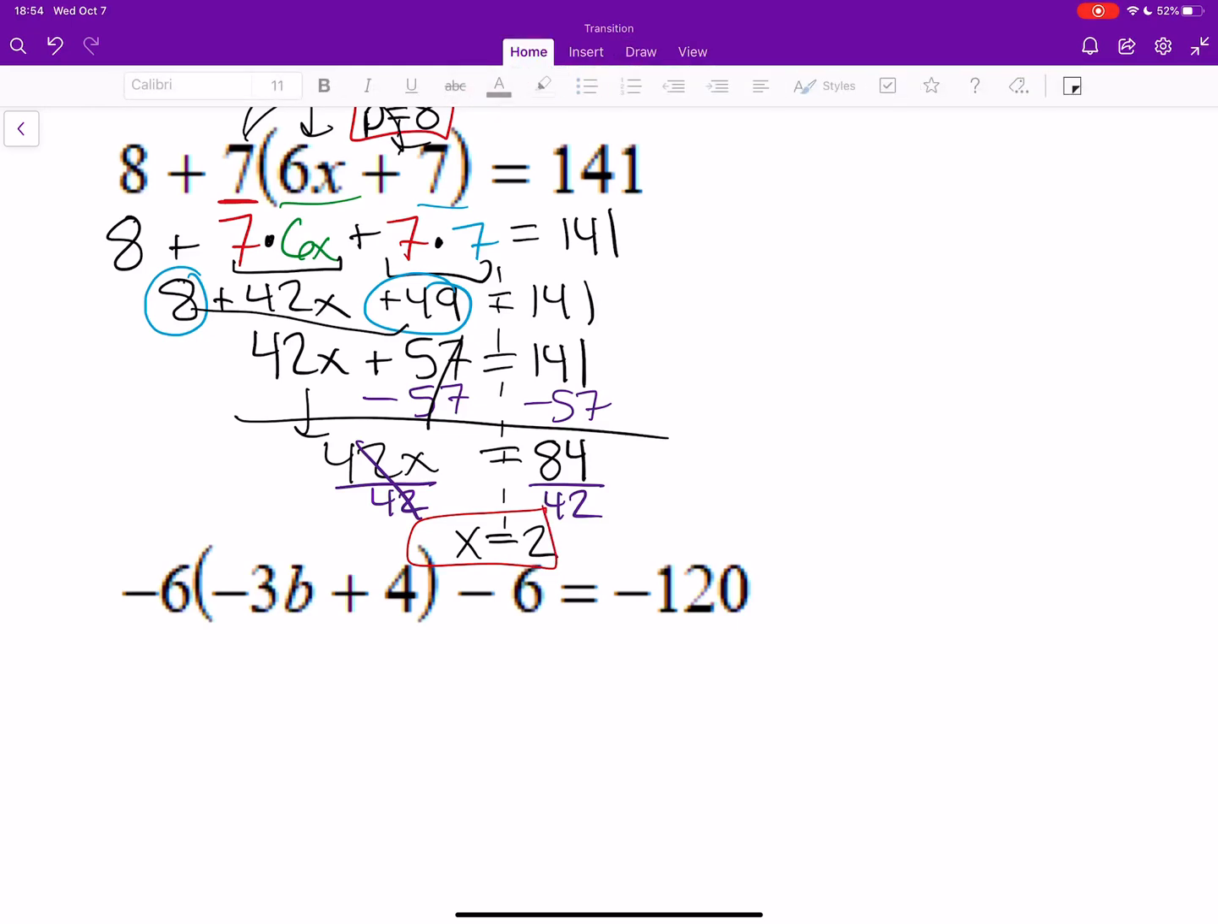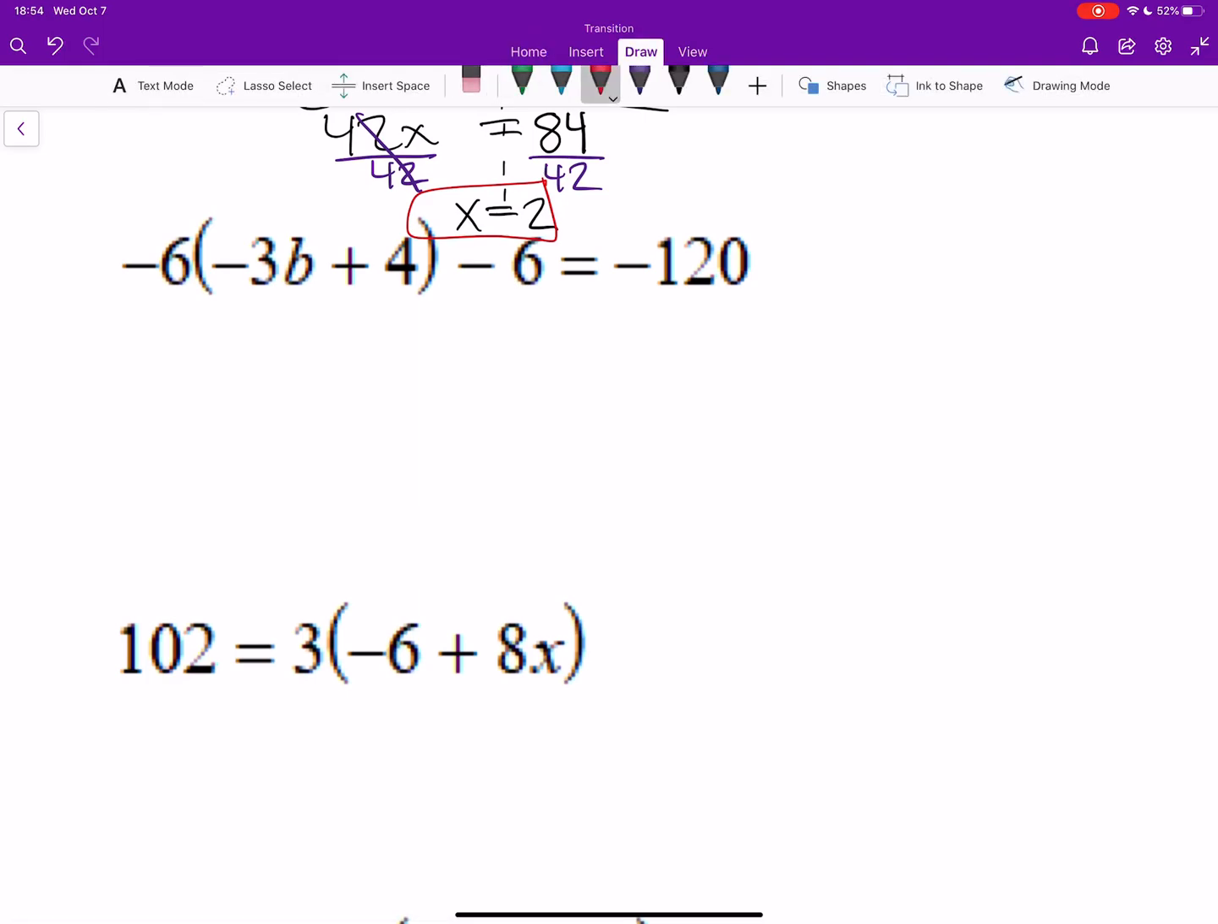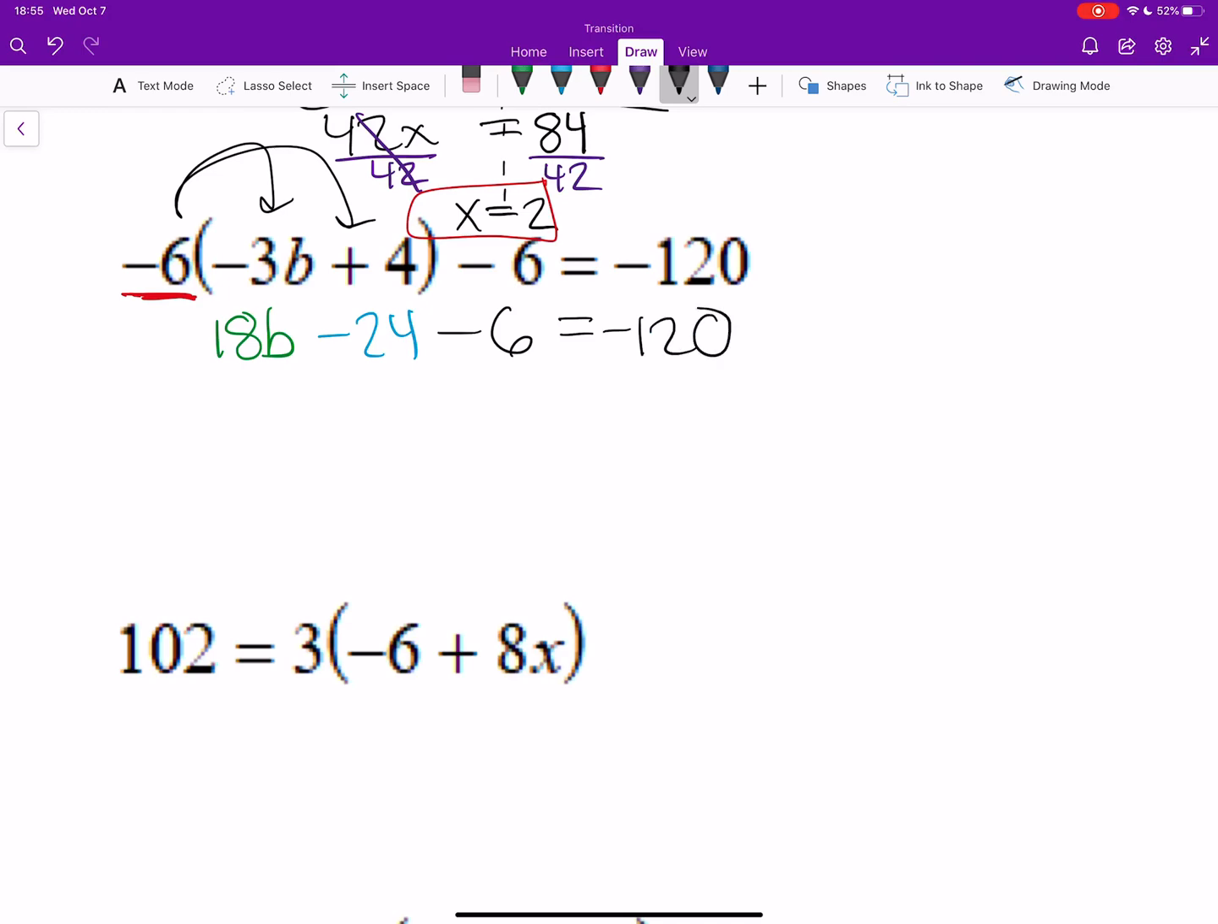Okay, let's look at another one here. Again, same deal where I've got multiple things on the left side of the equal sign, but I'm just going to distribute the negative 6 into my parentheses because that's the first thing. This one I'm going to do a little bit quicker and not write it all the way out. So negative 6 times negative 3b is a positive 18b. Negative 6 times a positive 4 is a negative 24. I'm going to bring down my minus 6 equals negative 120.